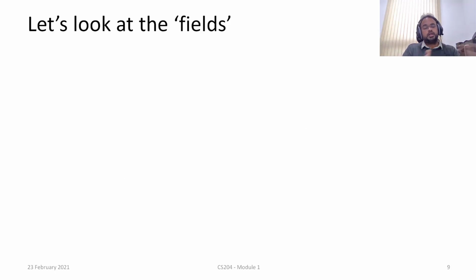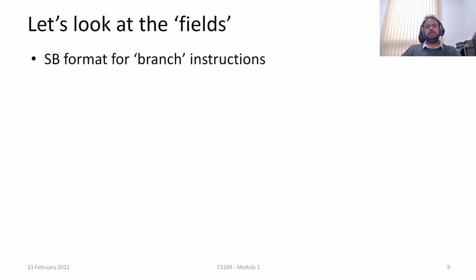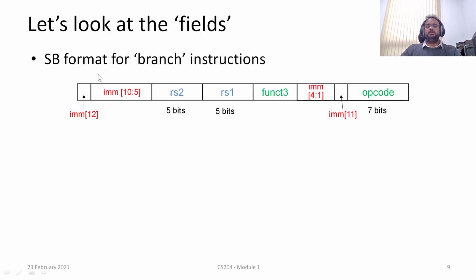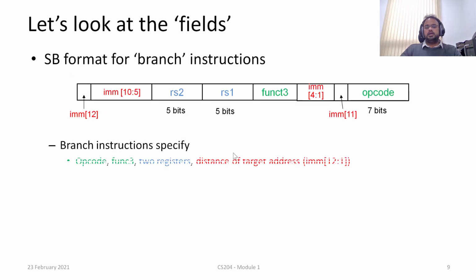Now let's look at how these control instructions are encoded. There is a specific format, SB format, for this, and it looks something like this. It has opcode and function 3, which is 3 bits. Then we have the two register operands rs1 and rs2, each taking 5 bits because we have 32 registers. And following that, we have what's called the immediate field. Basically, it is the distance of the target address or the target instruction where we want to jump to.